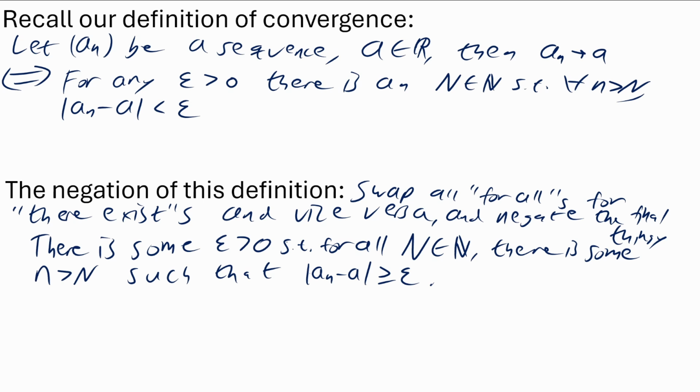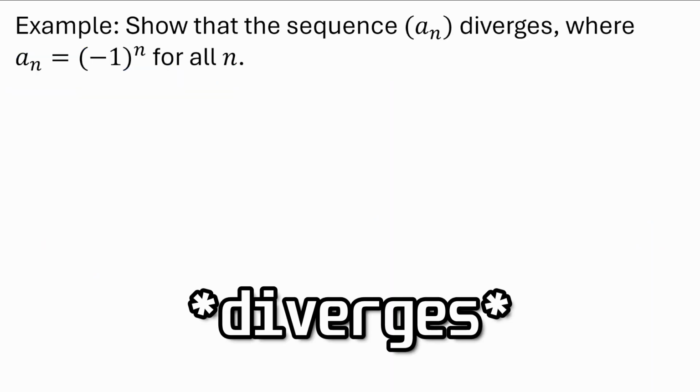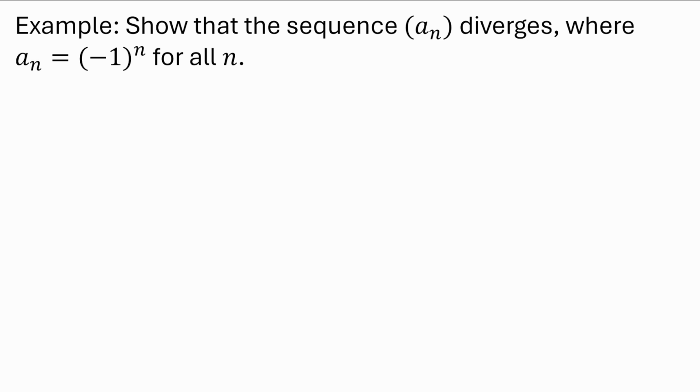Great, we're going to get right into an example, to see how this actually plays out. We want to show that this sequence diverges: a_n equals (-1)^n. We can draw it. Here's 1. Here's -1. It looks like this.